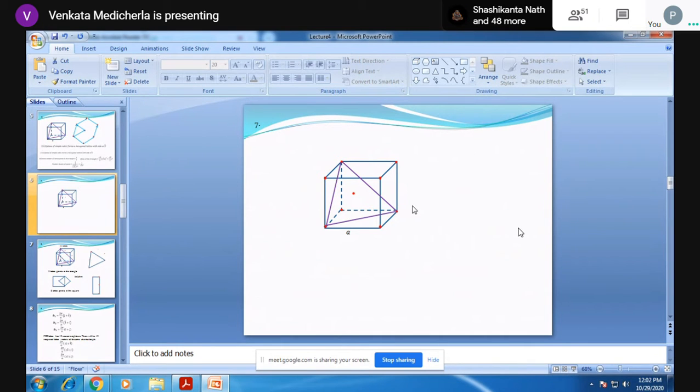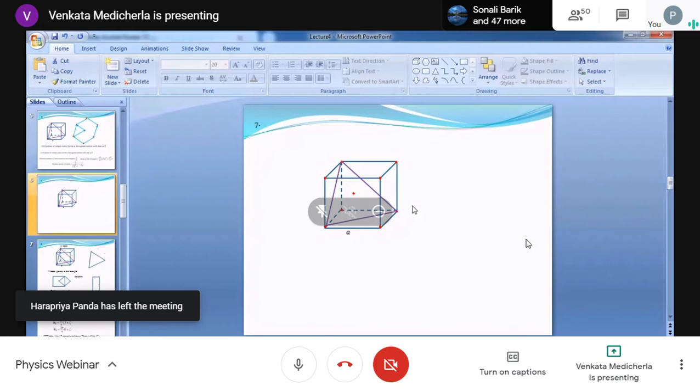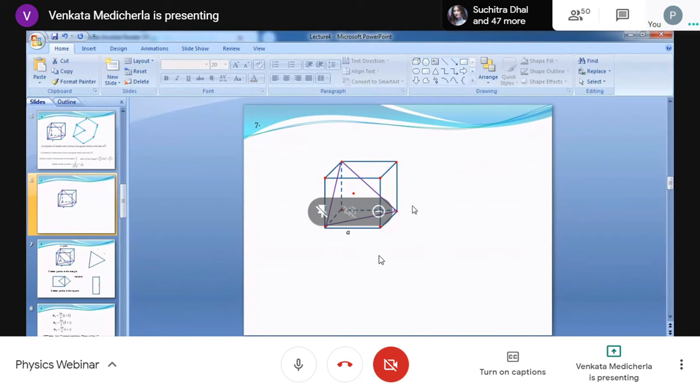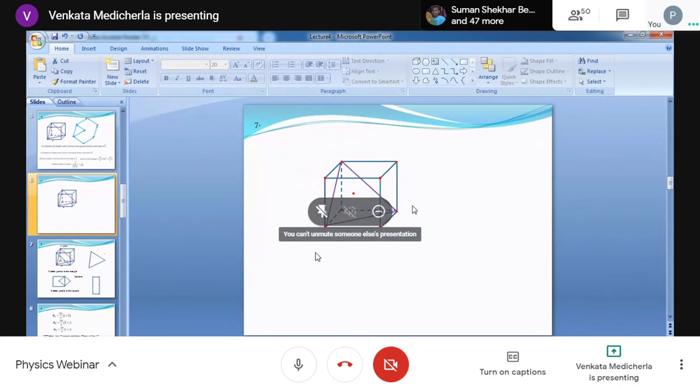What are the coordinates of the body centered point? No, not one. I am saying the edge side is A. No, not A. Body centered coordinates I want. It's at the body center. The edge side, sir, is A, so half: A by 2, A by 2, A by 2.